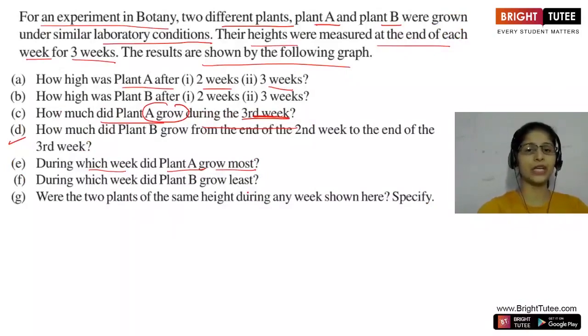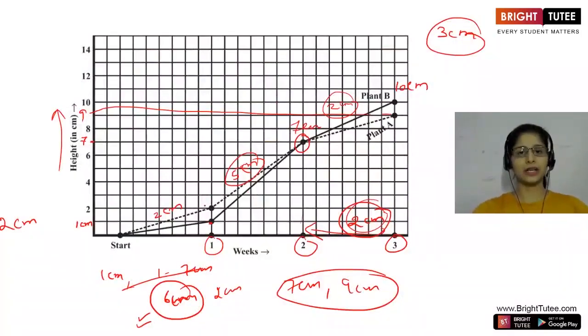During which week did plant B grow least, right? Least means the least height we have to tell. So for plant B, we see the solid line. In the first week, it is just 1 centimeter. It has grown 1 centimeter. In the second week, from 1 it has gone to 7. That means 6 centimeter it has grown. And in the third week, from 7, it has gone to 10 centimeter. That is 3 centimeter difference. So the greatest difference is 6 centimeter. So in the second week, plant B has grown the most. That means the least is the case of the first week, just 1 centimeter. In the first week, plant B has gained a height of 1 centimeter only.